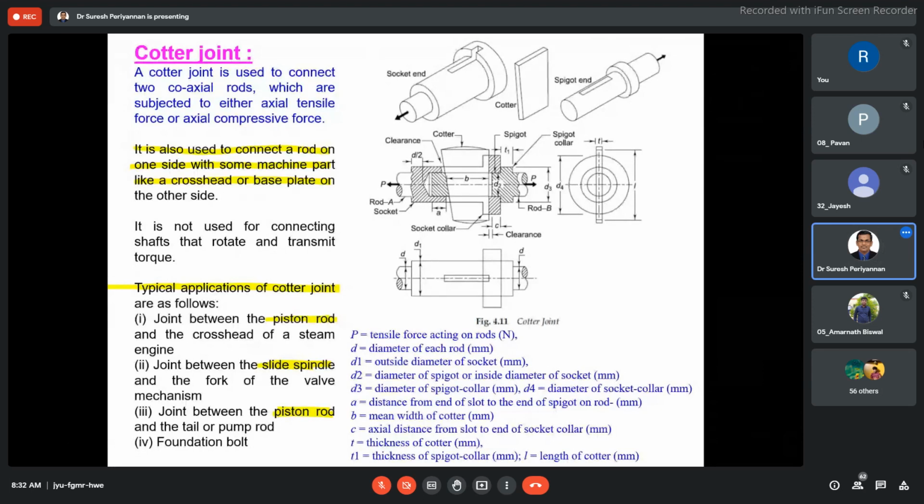Now, the cotter joint, we have seen just now how it is assembled, right? Now we discuss more details about the cotter joint. Now, how the cotter is holding these two components tightly, that's what we are going to discuss now. I mean, this tight holding is because of the wedge action.